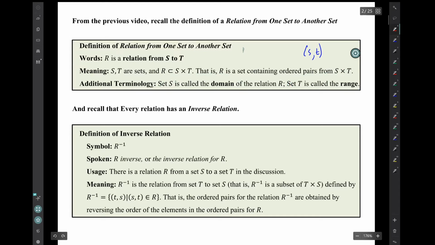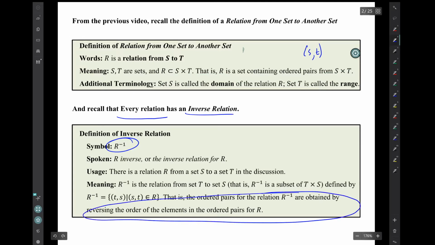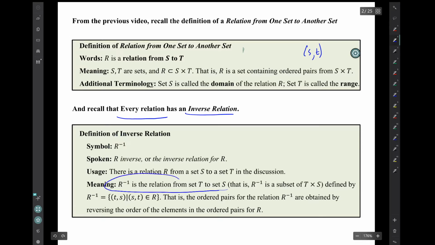And remember that every relation has an inverse relation, denoted this way. That's the relation obtained by just reversing the order of the elements in the ordered pairs for R. So every relation has an inverse relation, and it's denoted that way. And the inverse relation is a relation that goes from set T back to set S.